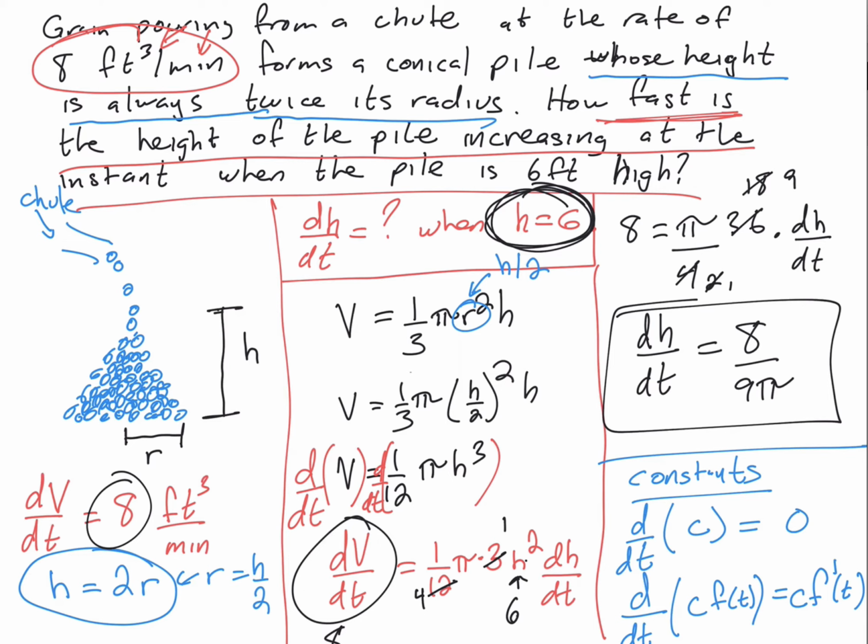Because the rate of change of a constant function is zero, because it's not changing, because it's constant, right? So that makes sense. But if you have a constant multiplying your function, then you just pull it out and multiply the derivative by that constant.